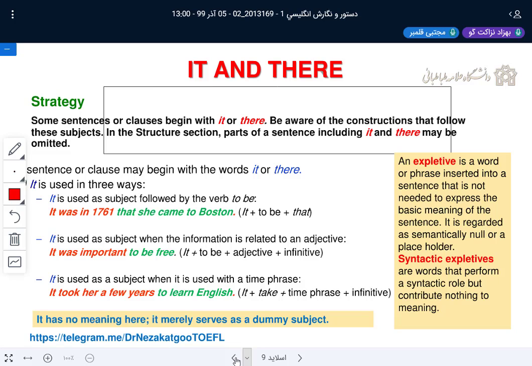It is regarded as semantically null or a placeholder. It is a dummy filler.